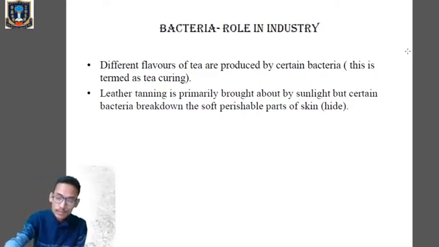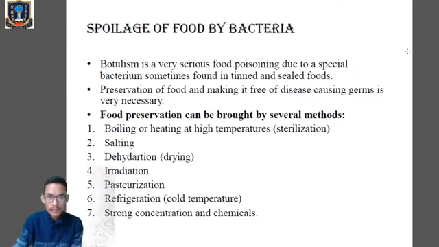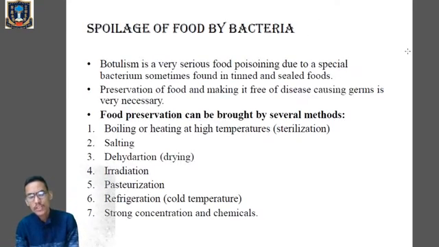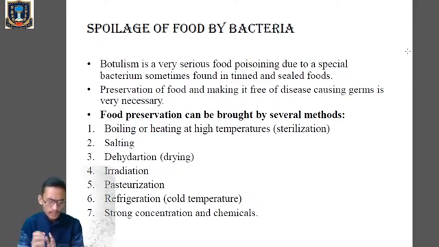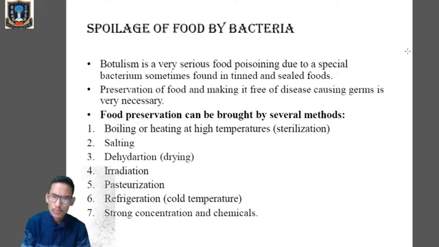Now let's talk about the harmful role of bacteria. In the harmful role, we'll first talk about the spoilage of food by bacteria. All of you have heard about food poisoning, right? Food poisoning is mainly caused by bacteria, which is a harmful role of bacteria. Many bacteria spoil cooked food, milk, fruits, and vegetables by the process of decay. It's also called fermentation, mainly during the summer. This spoilage may sometimes lead to food poisoning.